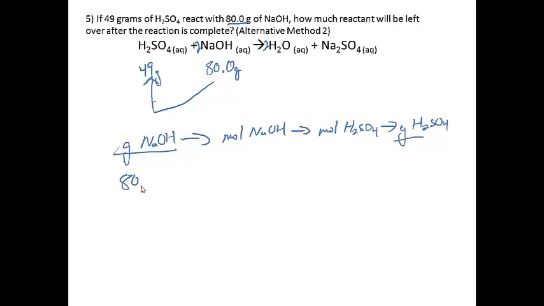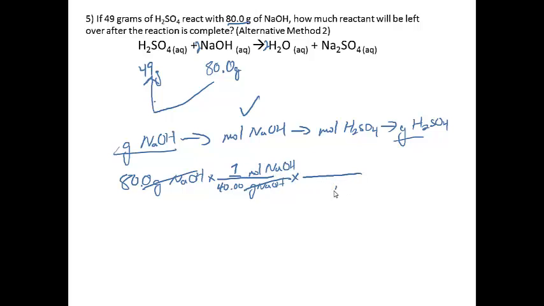So let's think about that. 80.0 grams of NaOH. I want to cancel out the grams of NaOH. I want to get to the moles of NaOH. I know that's a molar mass. If I look in the periodic table and add up all those elements, there are 40 grams in 1 mole of NaOH. So let's cancel that out. I'm now here at the moles of NaOH. I don't want to stop there. I want to keep going. I need to cancel those moles of NaOH. I'm going to convert from the moles of NaOH to the moles of H2SO4.